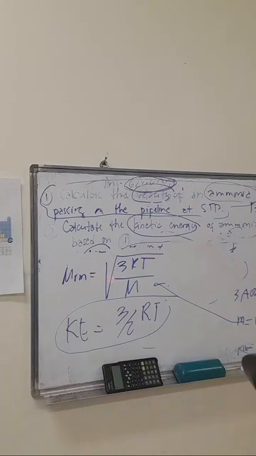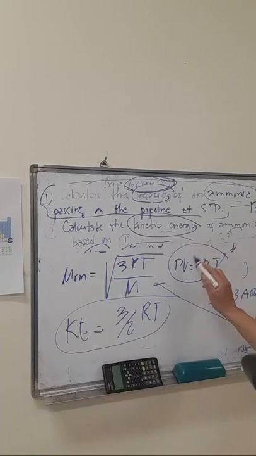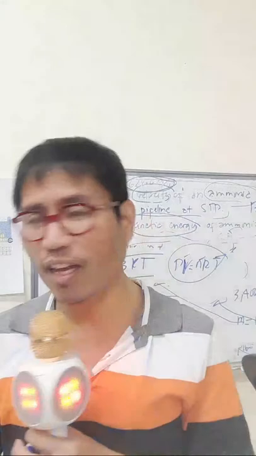Katong PV and RT. Okay. PV and RT. Okay? Like that. By using the pressure, the N, the R, you can compute also for the volume. Okay? So, and then, connect that also with another formula. So, yun raman yung formula, guys. Okay? Get the point?